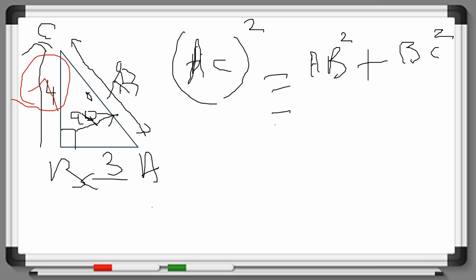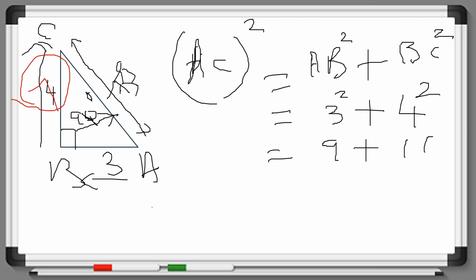Now boys, see, what is the value of AB? 3 kilometers. Okay, 3 square plus, what is BC? 4. 4 square. 3 square means we multiply 3 two times. When we see the power 2, that means the base is multiplied 2 times. 3 multiplied with 3 is 9, of course. Like that, 4 multiplied with 4 is 16. When you add 9 and 16, it is 25.